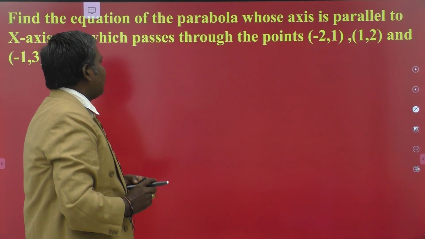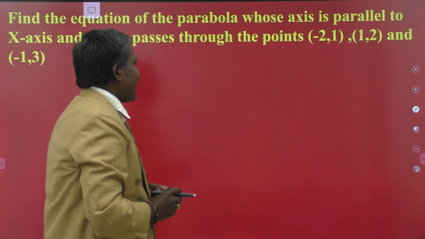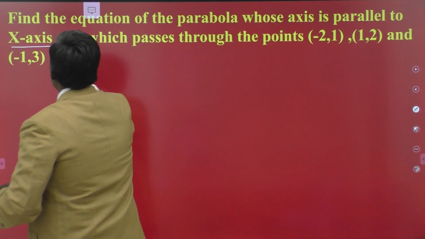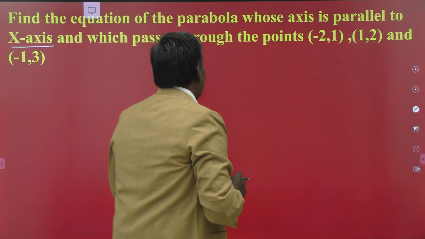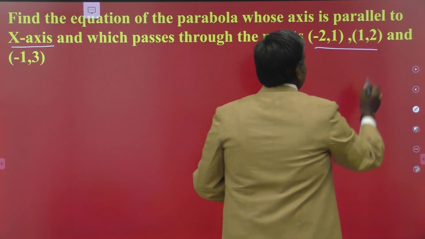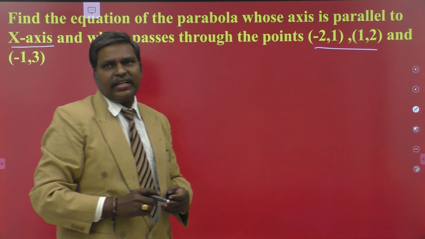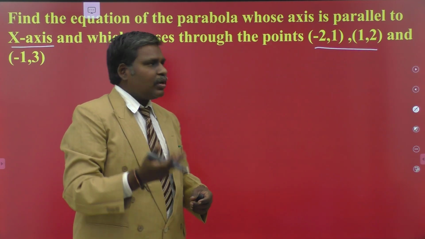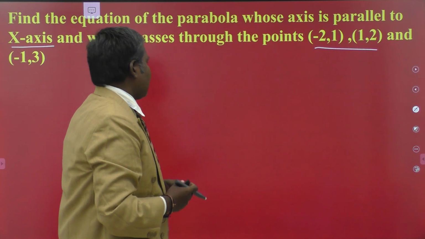Next one, find the equation of parabola whose axis is parallel to x-axis and which is passing through 3 points. So we are just going to find the equation of a parabola passing through 3 points. And moreover, your axis is parallel to x-axis.